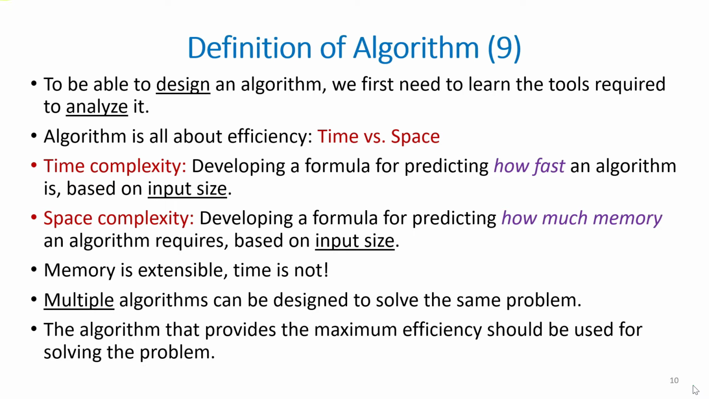So the definition for time complexity is developing a formula to predict how fast an algorithm would perform given the input size. Similarly, space complexity is getting a formula that would tell us how much memory an algorithm would use in order to solve the problem efficiently based on the size of the input. Now, in this course, time complexity is what we will be more focusing on rather than space complexity. And the reason is because the memory or space is extensible, but time is not.